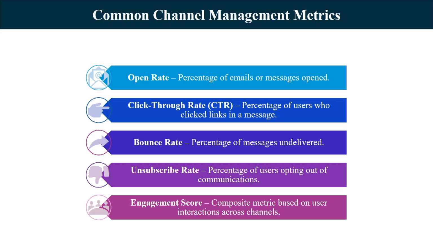Let us look at the common channel management metrics. The first one is the open rate. As the terminology itself implies, it is the percentage of emails or messages that are opened. Then click-through rate. Click-through rate is the percentage of users who clicked on the links in the message. Then bounce rate, the percentage of messages that are undelivered.